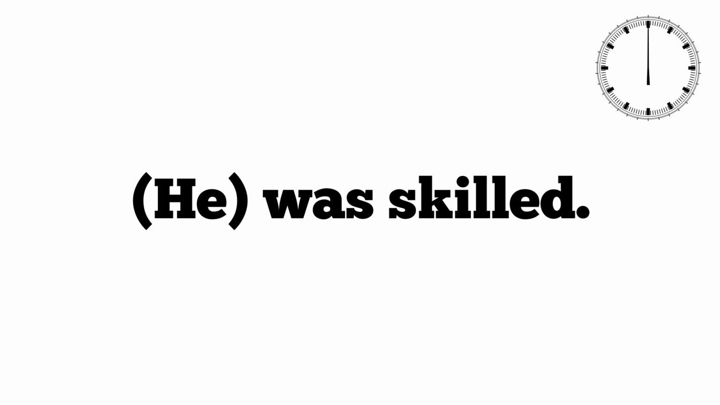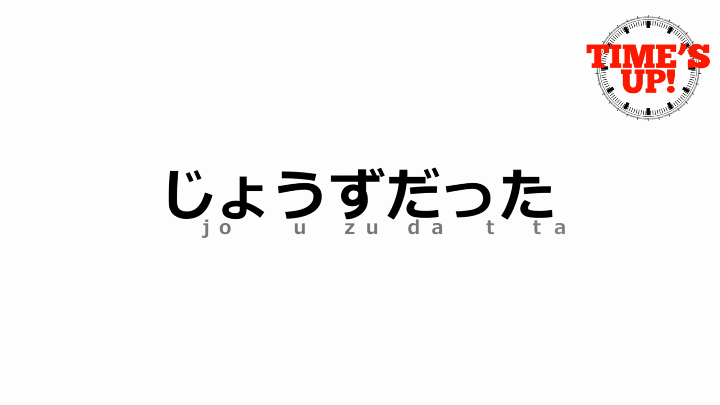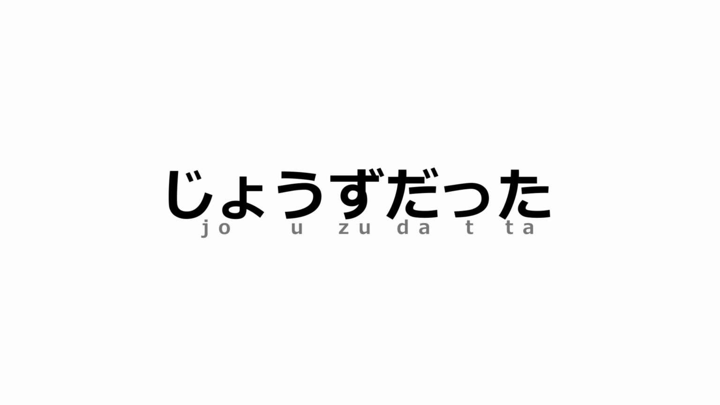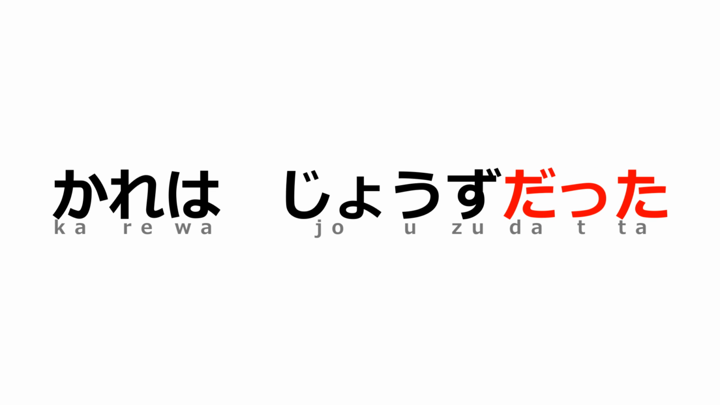He was skilled. And the Japanese word for skilled is 上手. For he was skilled, you would say 上手だった. You take 上手 a na-adjective this time and simply add だった to make it about the past. You could also add 彼は as the topic, but it is not necessary if we can understand it from the context.